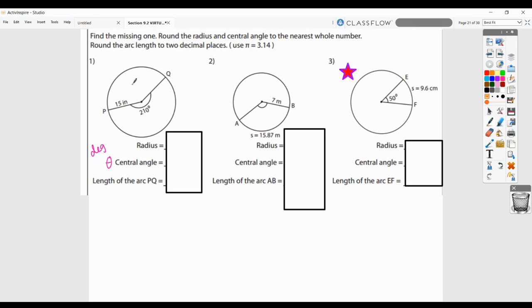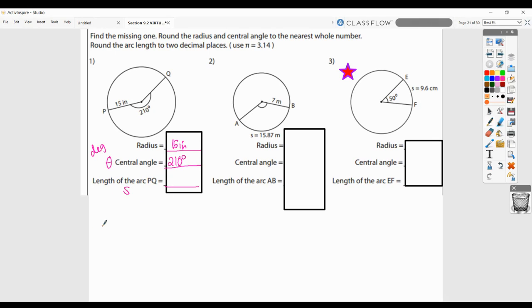So let's look at this first one. What's given? They give us the radius, so that's 15 inches. So I'll throw that in there. They give me my central angle, which is 210 degrees. And I need to find the length of the arc.